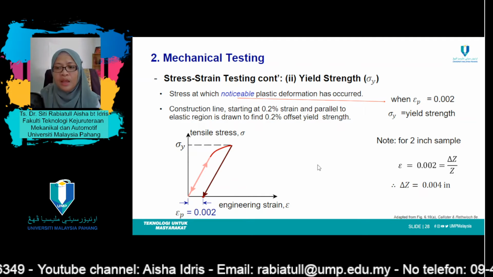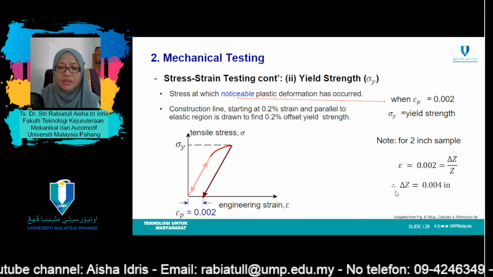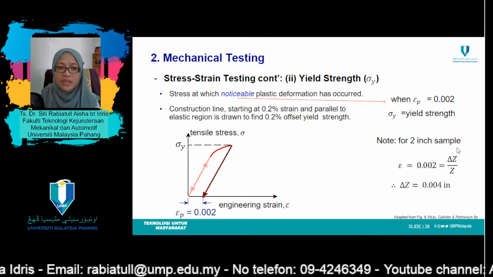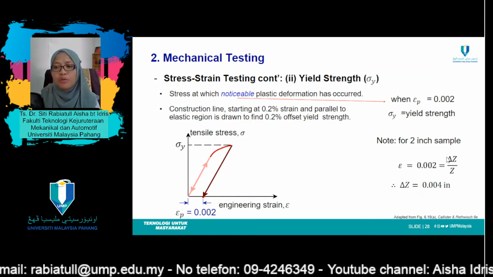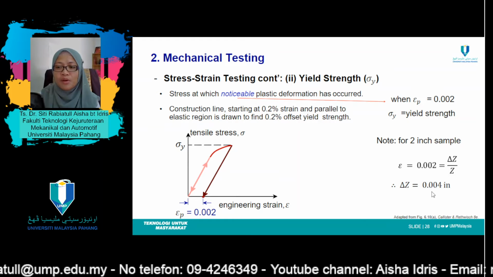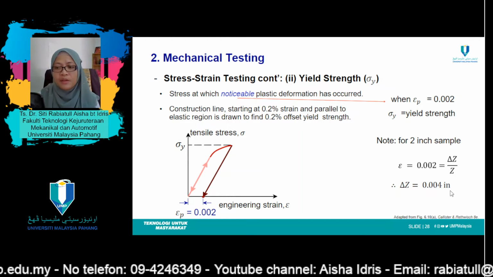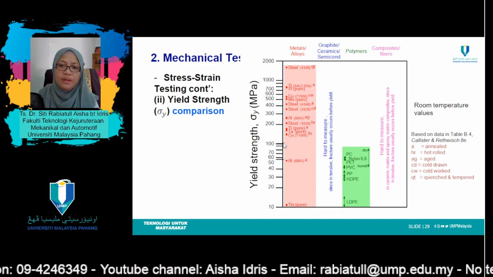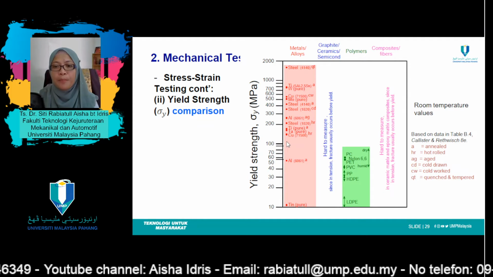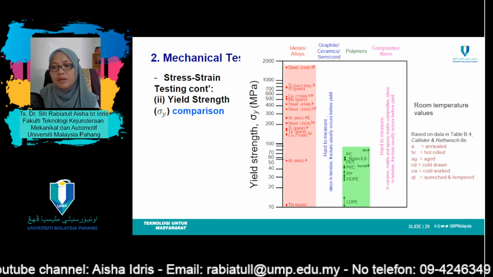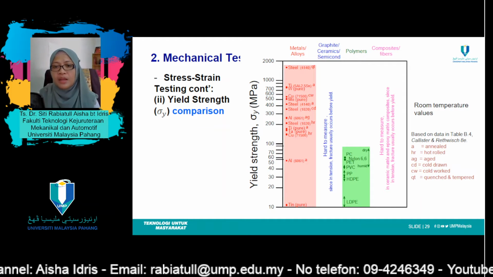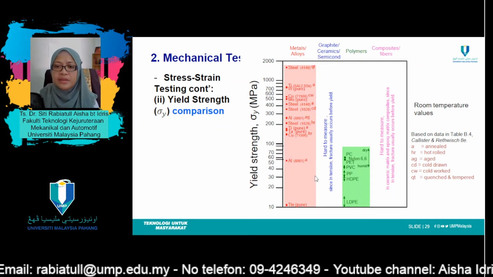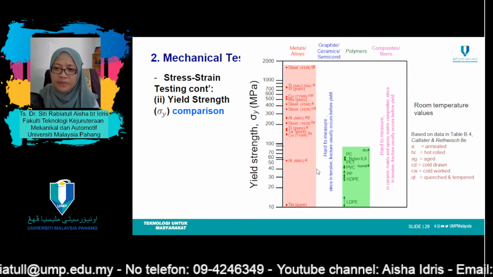This is called offset yield strength. If you calculate the deformation that happens in that specimen, taking an example of a specimen 2 inches in length, you'll find there's a change of 0.004 inches in that specimen. And this table here shows the comparison of yield strength among different types of materials. If you look here, metal alloys normally produce the highest yield strength as compared to the other types of materials.